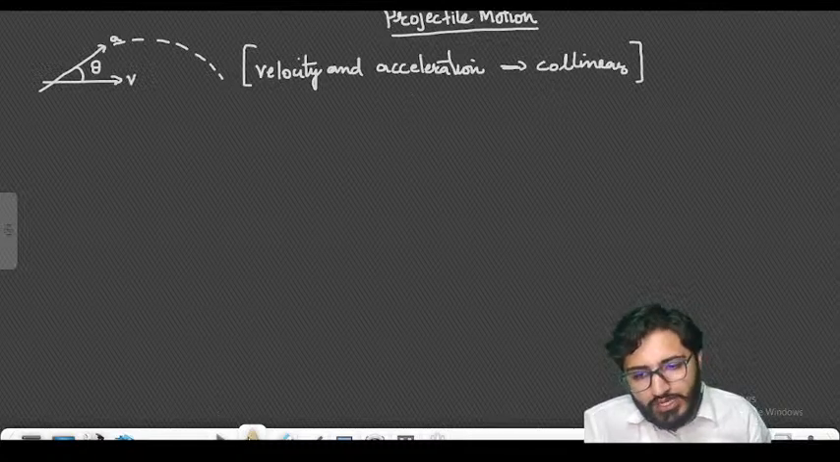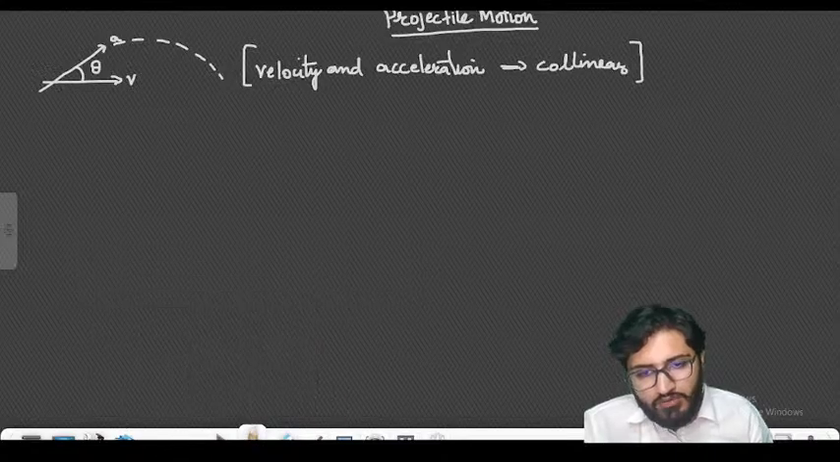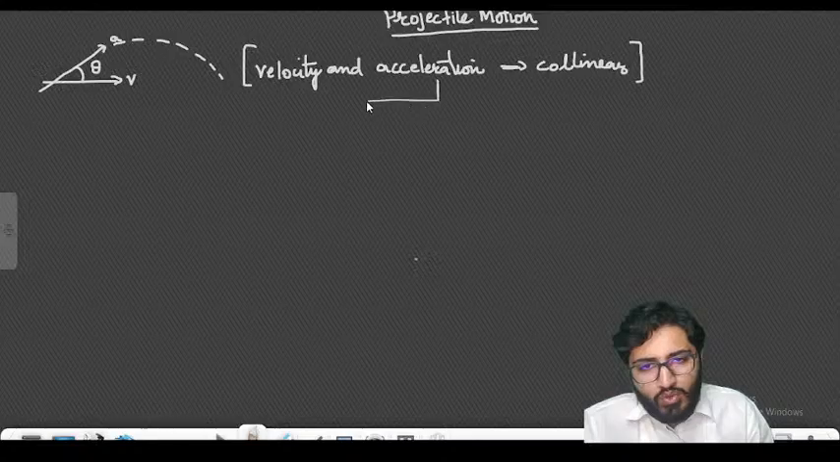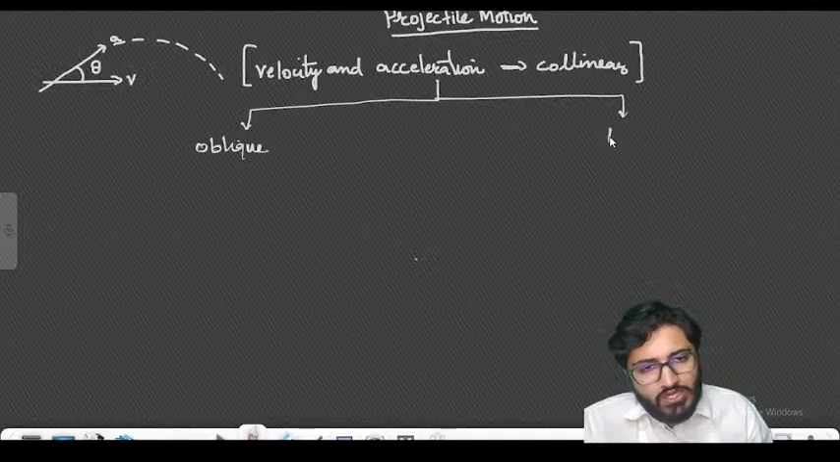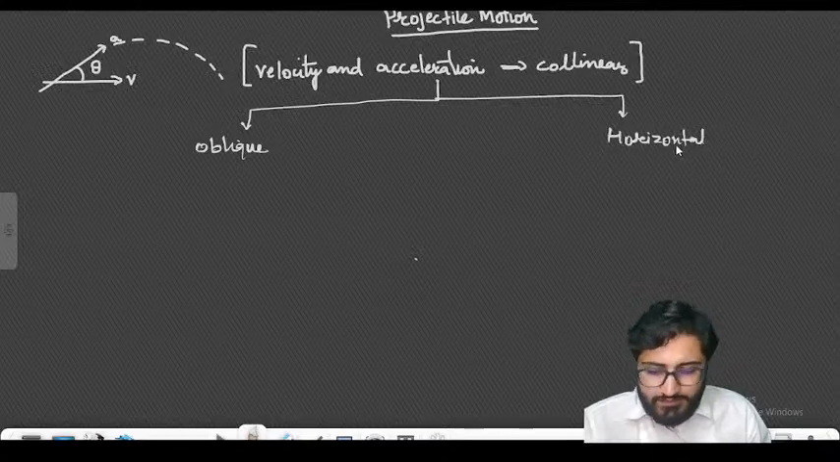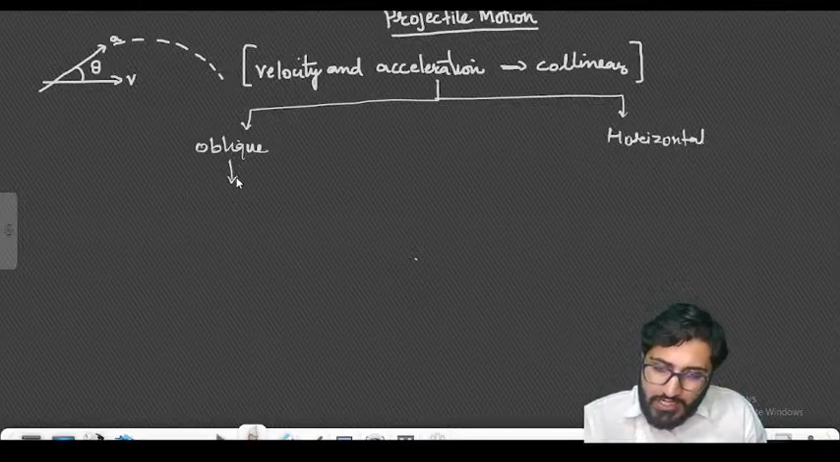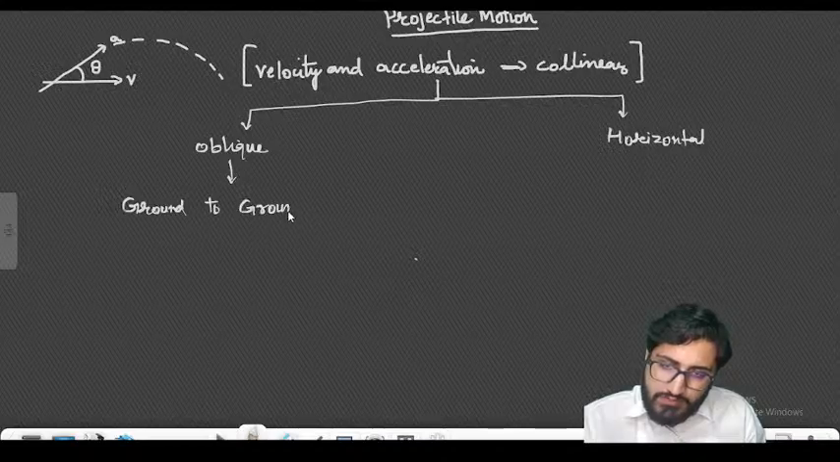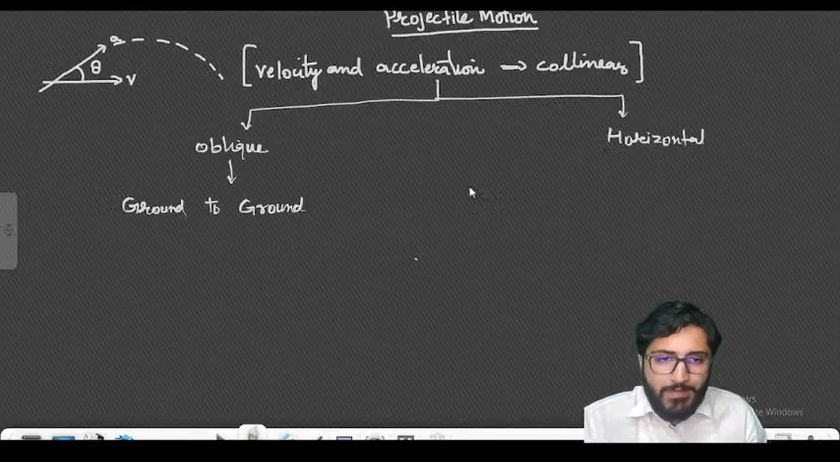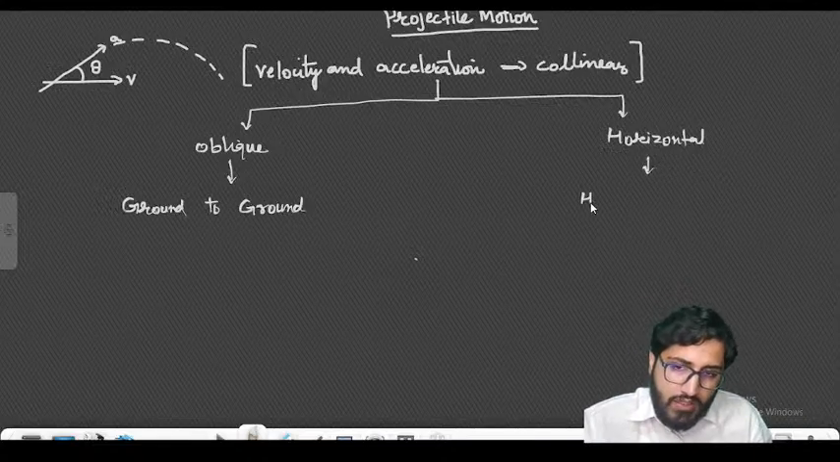Now we have types of projectile motion. I will change the pen now. We have two types of projectile motion. The first type is known as oblique projectile, also known as ground to ground projectile. The second is known as horizontal projectile, also known as height to ground.